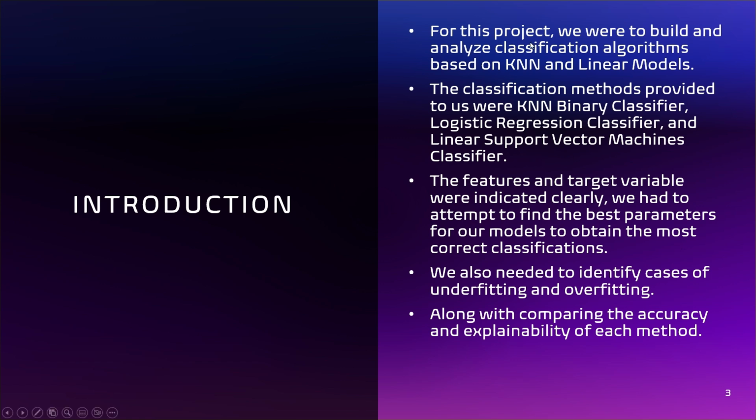For this project, we were to build and analyze classification algorithms based on KNN and linear models. The classification methods provided to us were KNN binary classifier, logistic regression classifier, and linear support vector machines classifier. The features and target variable were indicated clearly. We had to attempt to find the best parameters for our models to obtain the most correct classifications. We also needed to identify cases of underfitting and overfitting, along with comparing the accuracy and explainability of each method.